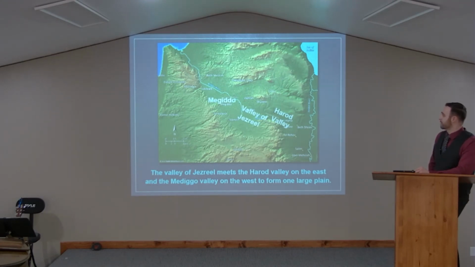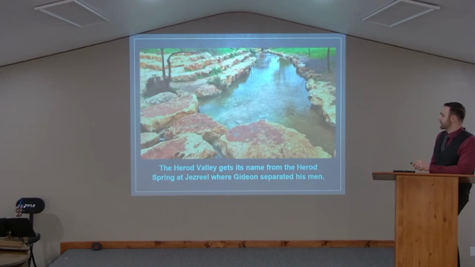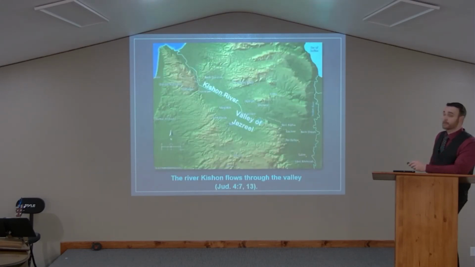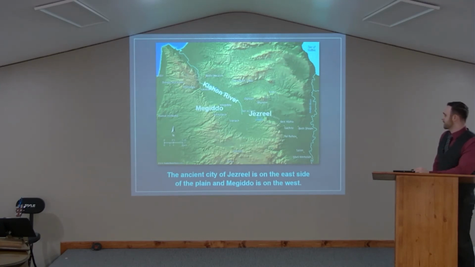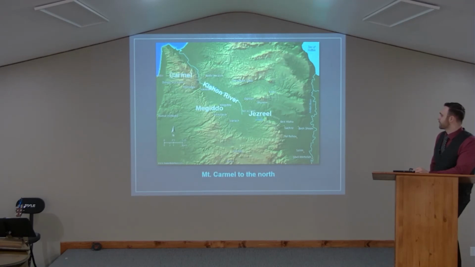The Harod Valley gets its name from the spring where Gideon separated his men, and this is what it looks like today. A beautiful place. The river Kishon flows through the valley. Goes right down here through the valley of Jezreel. Up here we have Mount Carmel. And then Jezreel, the ancient city, is located on the east side of the plain, and Megiddo is on the west. And Mount Carmel's up here on the north.